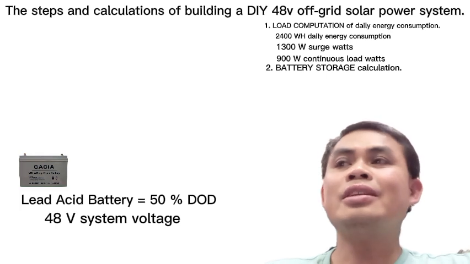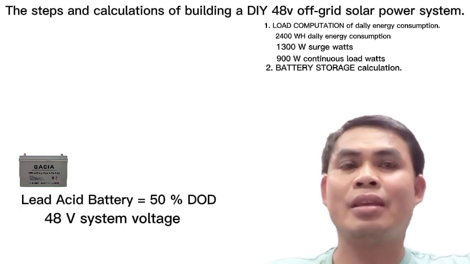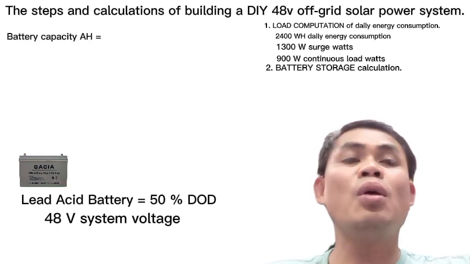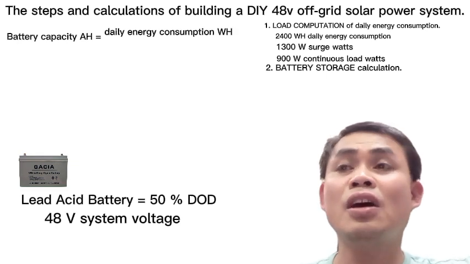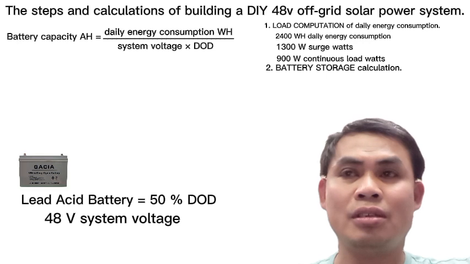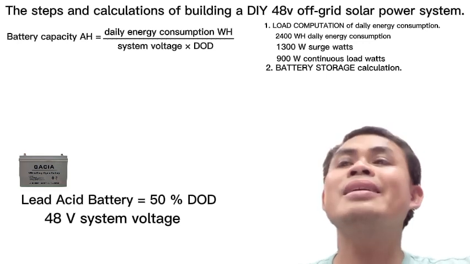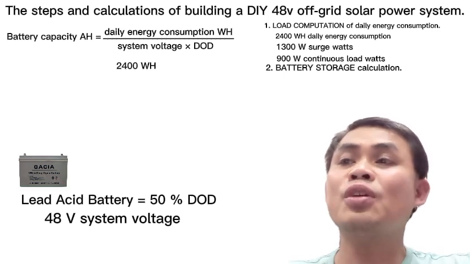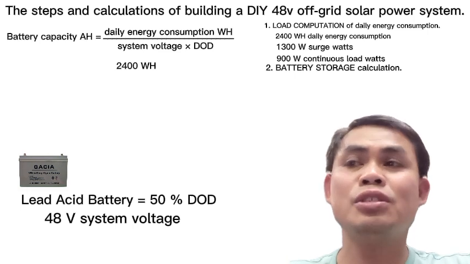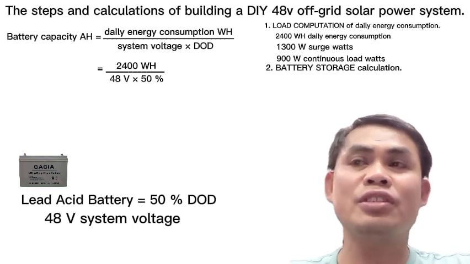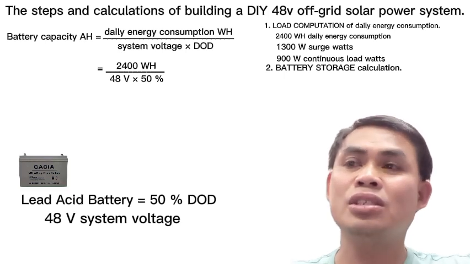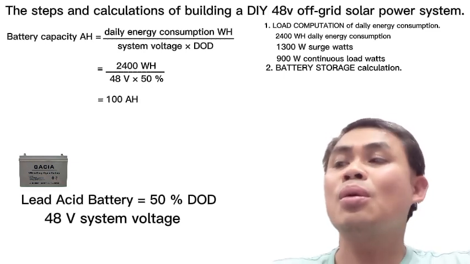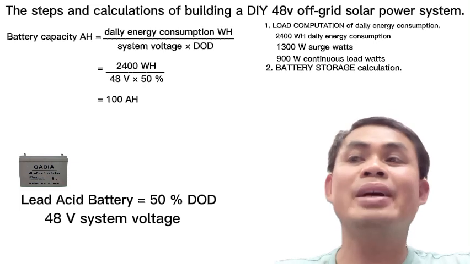Now, we start to calculate the battery storage. The formula of battery storage is: battery capacity, ampere-hour, is equal to daily energy consumption (Wh) over system voltage, which is 48 volts, times the DOD 50%. So we have 2400 watt-hours daily energy consumption divided by 48 volts battery bank system voltage times 50%. It will equal 100 ampere-hour battery capacity.